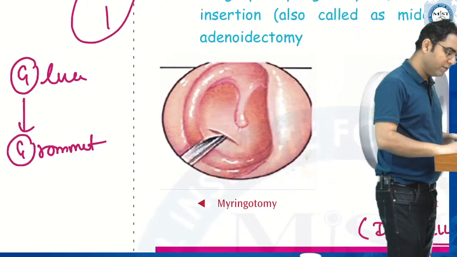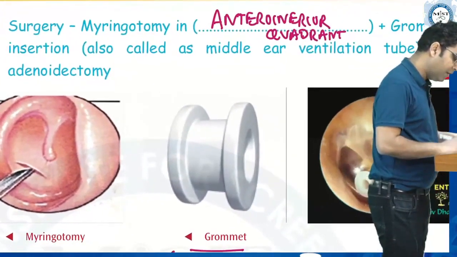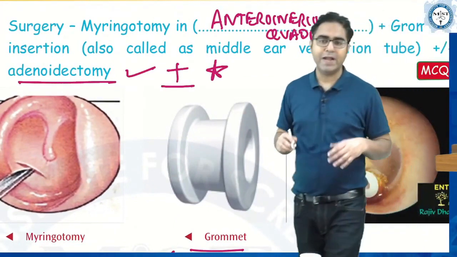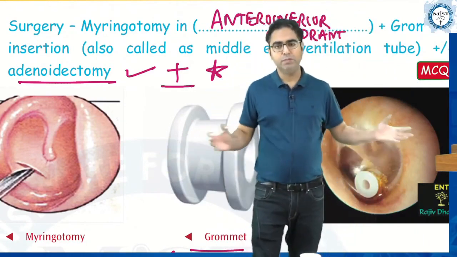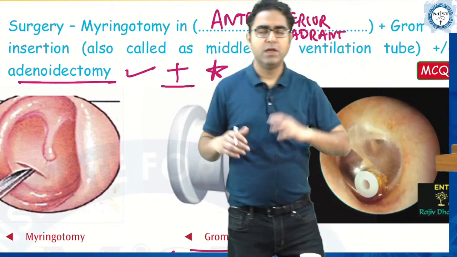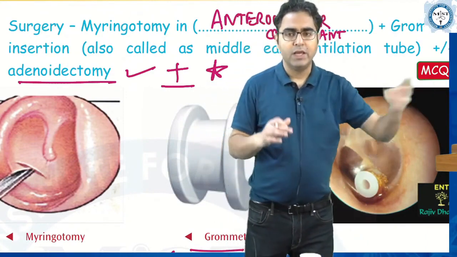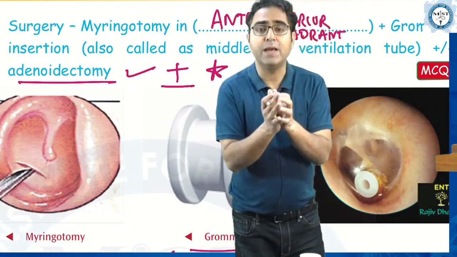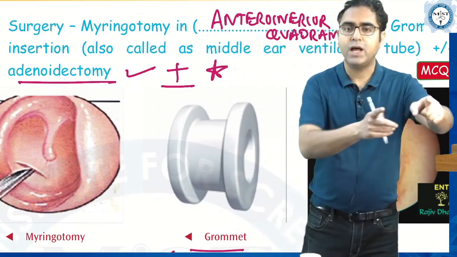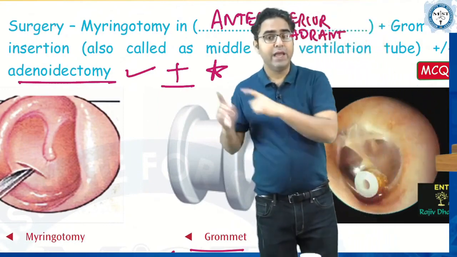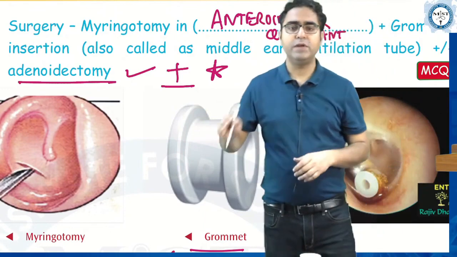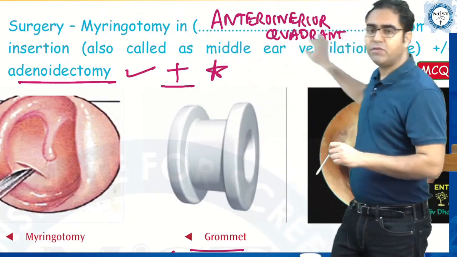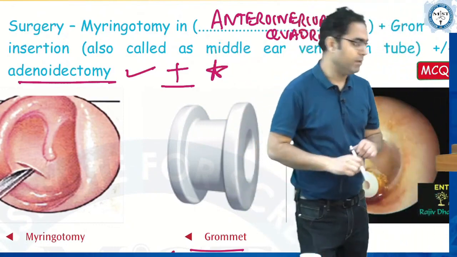Myringotomy with grommet insertion. Plus minus adenoidectomy also, beta. Don't forget, never ever see adenoid and glue ear separate from each other. If the question mentions a mouth breathing child with hearing loss: mouth breathing child is adenoid hypertrophy, hearing loss is glue ear. Adenoid is very commonly combined with glue ear in the MCQs also. So treatment is myringotomy plus grommet insertion. Grommet is also called middle ear ventilation tube, plus minus adenoidectomy.